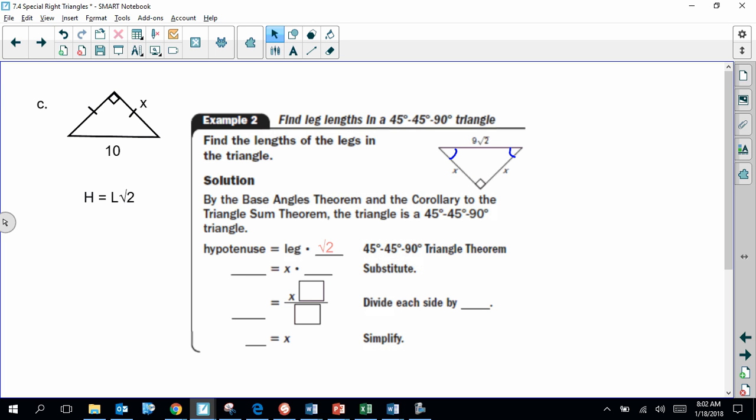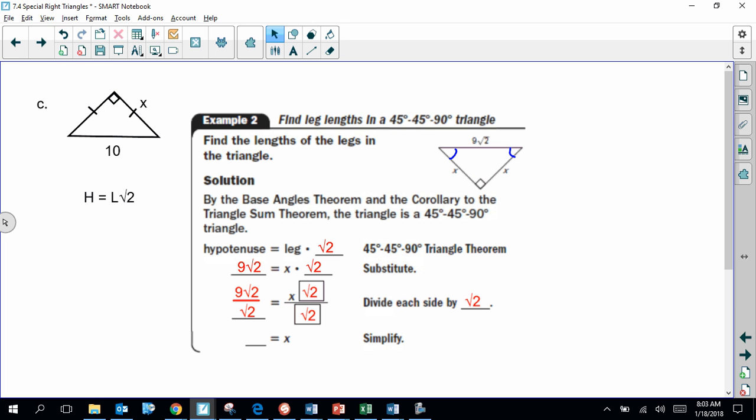It says the hypotenuse is equal to the leg times the square root of 2. Now we just substitute the values that we know. In this case, the hypotenuse is 9 times the square root of 2. The leg is x, and the rule says we multiply the leg by the square root of 2. Now we're trying to find the value of x. So at this point, we're going to divide both sides by the square root of 2.